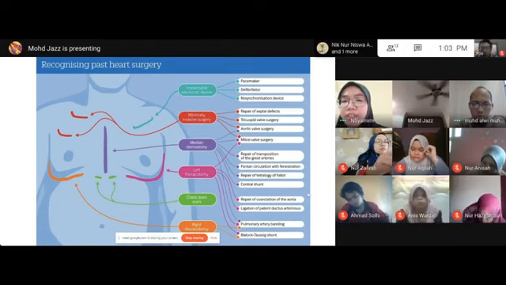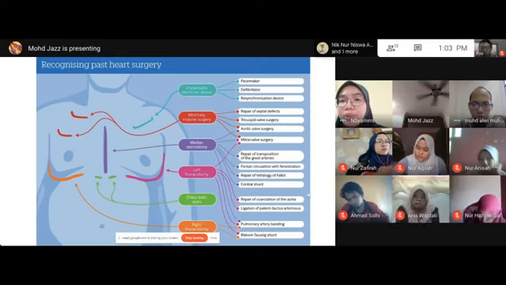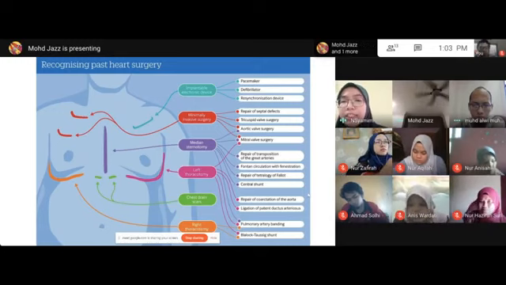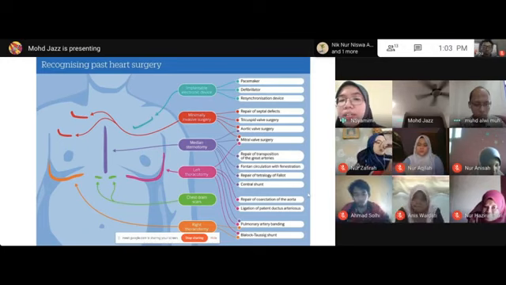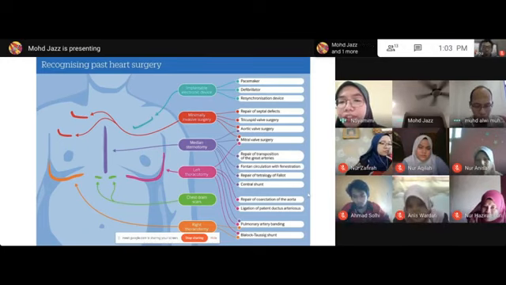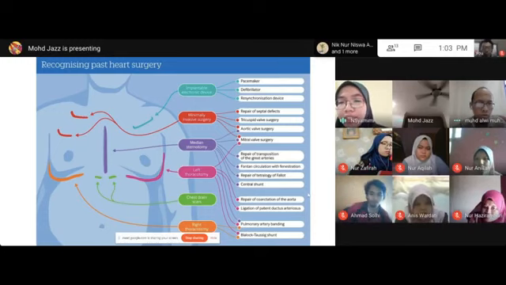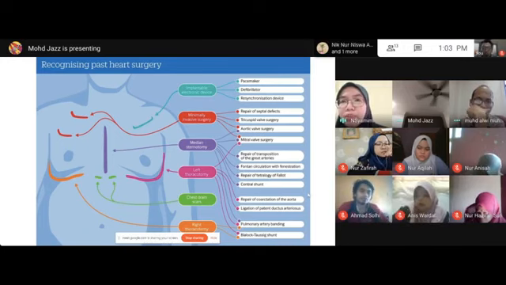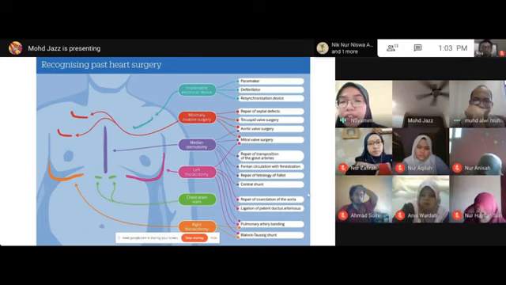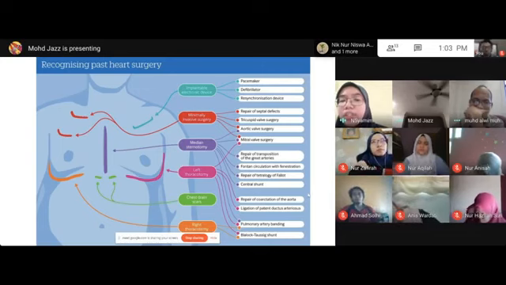Okay, and then the next procedure which requires the median sternotomy incision is transposition of the great arteries. For transposition of the great arteries, we do it shortly after birth or within 2 weeks of life. In transposition of the great arteries, we switch the aorta and pulmonary artery. So we switch the aorta and coronary arteries to the left ventricle and the pulmonary artery to the right ventricle.